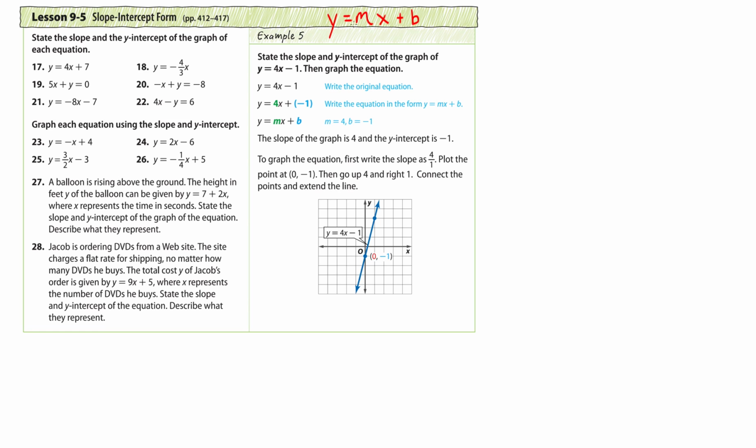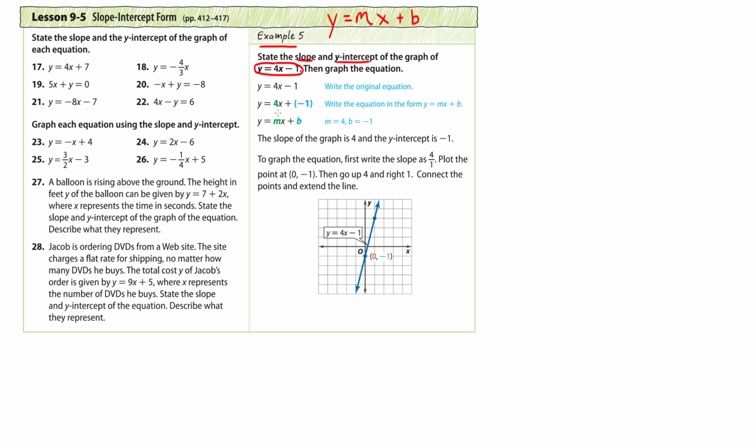If it's not in this form, we're going to have to do some rearranging because it's very advantageous to have it in this form. So if we look at example 5 here, briefly, the equation is y equals 4x minus 1, and it asks me for the slope and the y-intercept.